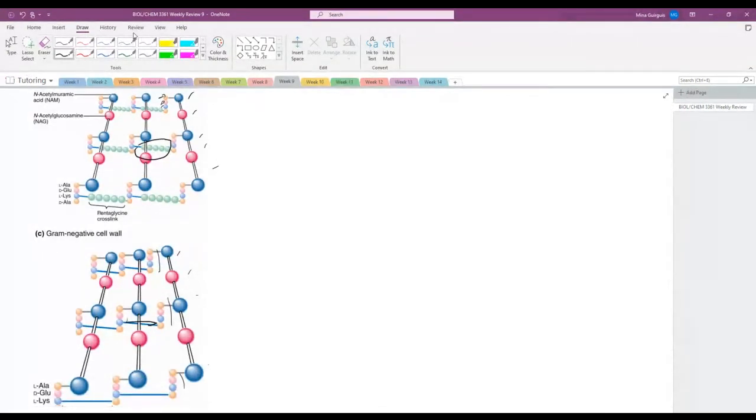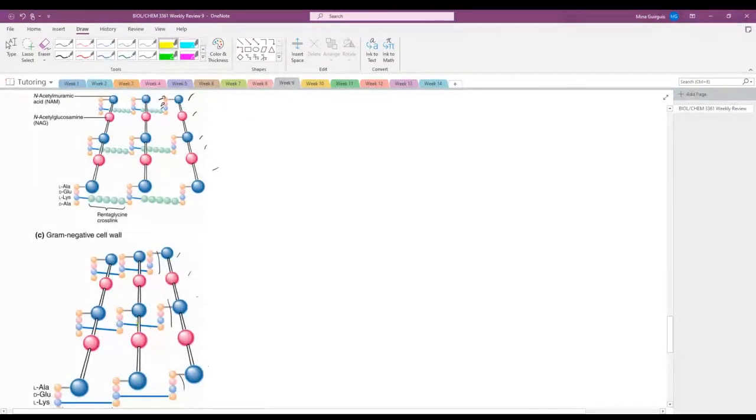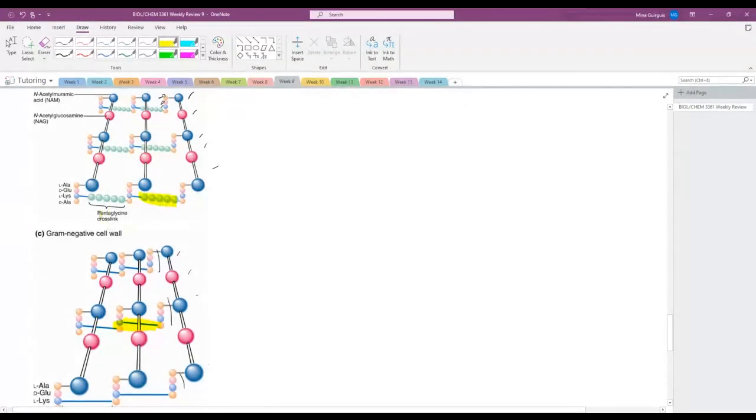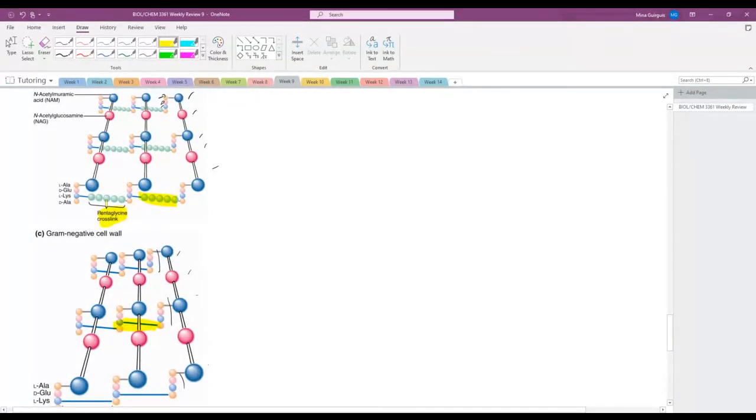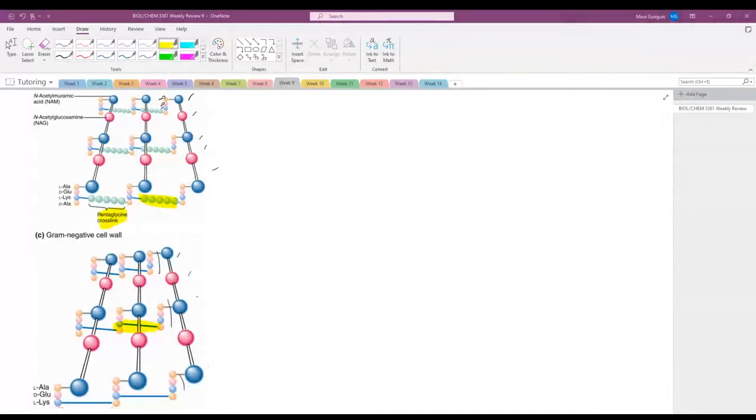So gram-negative, I'm actually going to undo both of those so I can highlight them. Gram-negative cell walls have just this blue linkage, whereas gram-positive cell walls, as you can see here, have what's called a pentaglycine crosslink. Okay, so what's a pentaglycine crosslink? Let's break down the word. Penta, 5, glycine, glycine, and that's exactly it.